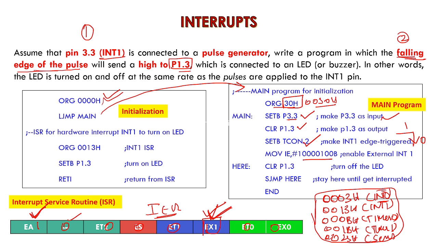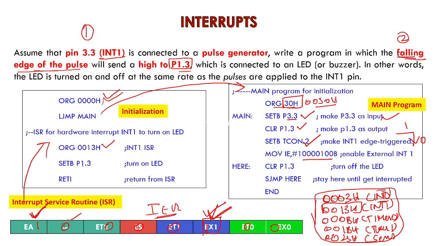Right, now you have enabled the external interrupt. Whenever an interrupt comes, whenever you press that 3.3, whenever you give the action, it will go to the ISR, that is the interrupt service routine program. So you know that it will start from 0013 because we enabled the INT1 interrupt, right? So it starts from the address 0013, which is the vector allocated in the 8051 microcontroller.